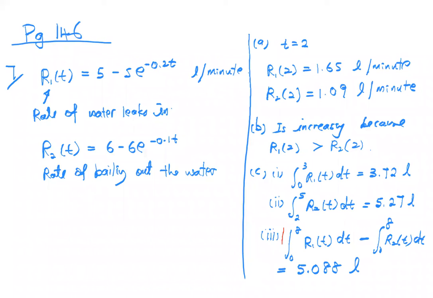Okay, yeah, this is the amount of water leaked in the first 8 minutes. This one is the amount of water bailed out in the first 8 minutes. So if I take away, what does that mean? However much came in, however much went out, this is what is left. So what is the answer? How do you... yeah.